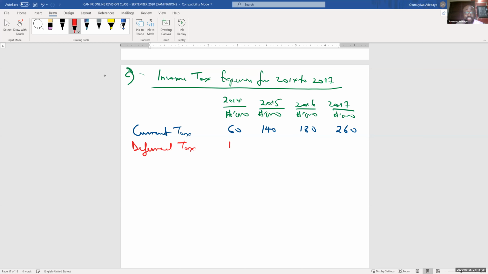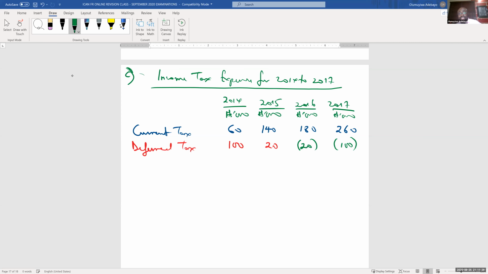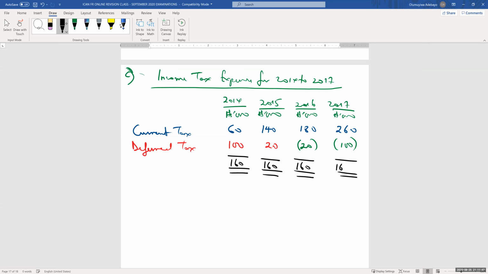Now, what is my deferred tax? I had expense of what? 100. I have 20. And later on, I had credit of what? 20 and what? Credit of 100. Remember, credit or income is offsetting an expense, which means it's reducing an expense. That's why it's negative. Invariably, what is my income tax expense for each of those years? 160. Year 1 is 160, year 2 is 160, year 3 is 160, and year 4 is 160.